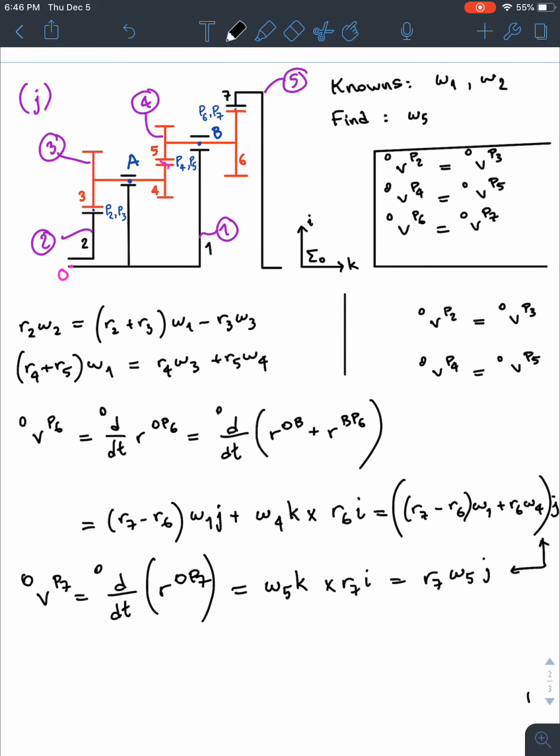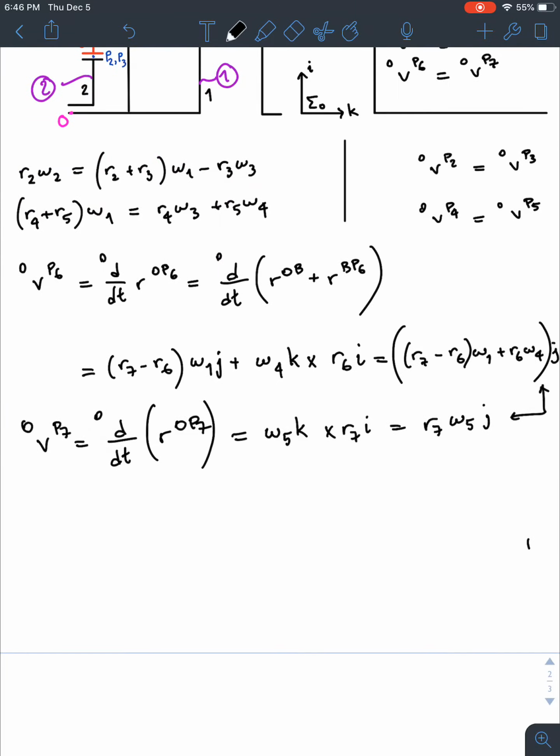So the equality is between these two expressions. So if I just write that equality down, I'm going to get R7 minus R6 omega 1 plus R6 omega 4 equals R7 omega 5. Yeah?